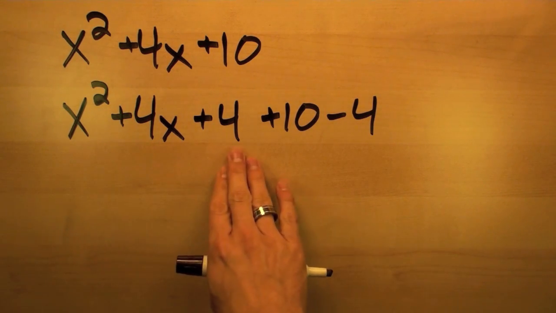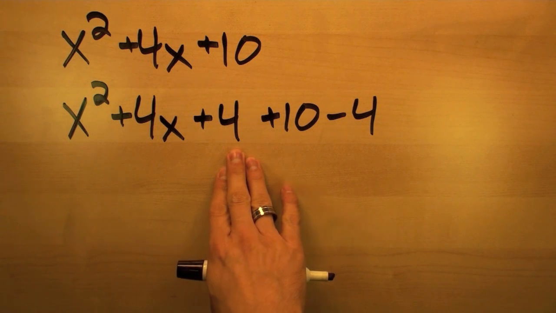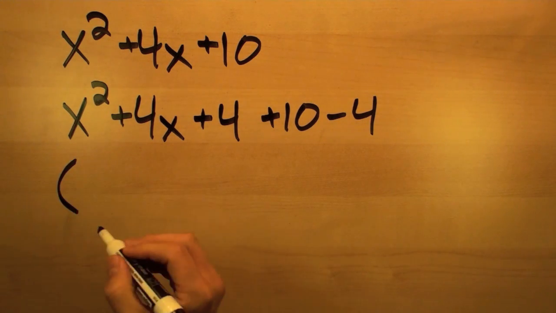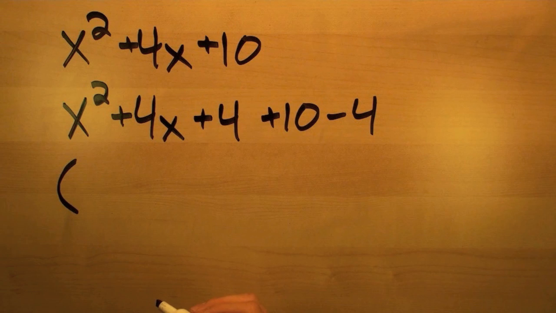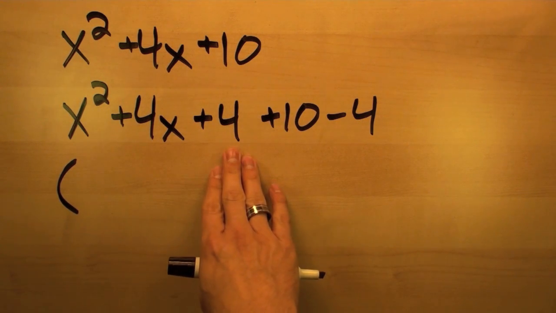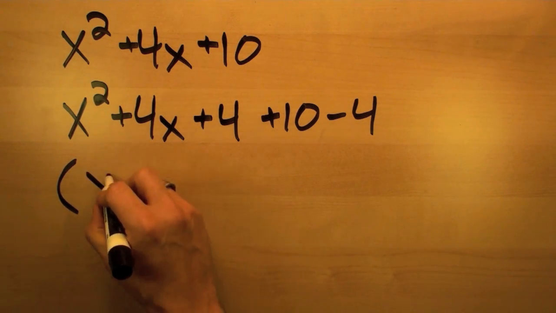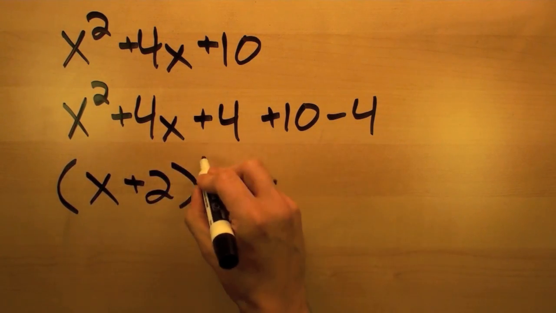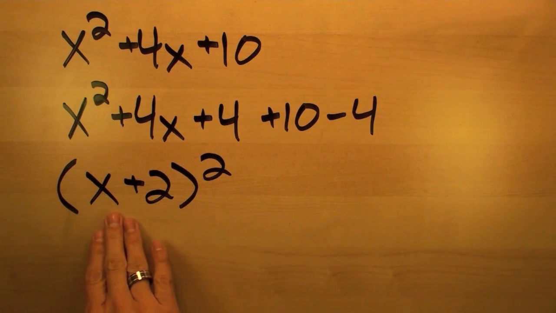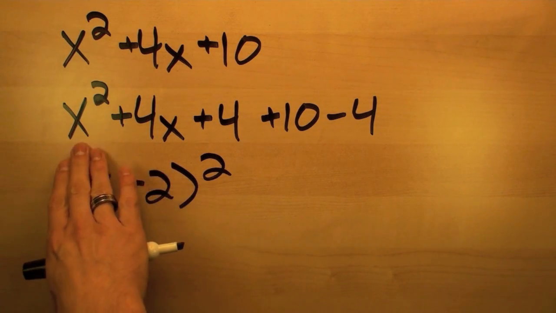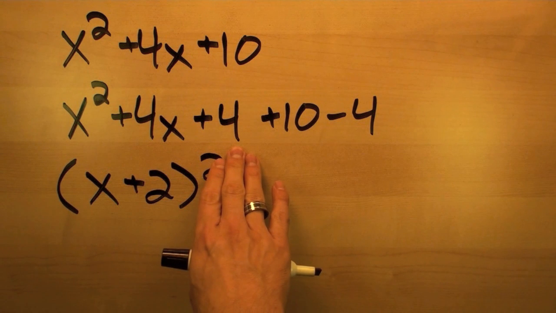Now we factor the first 3 terms. When we factor x squared plus 4x plus 4, it will necessarily factor as a perfect square. That is the whole idea behind completing the square, giving us x plus 2 squared. Right? If you multiply back out x plus 2 squared, you'll get x squared plus 4x plus 4.